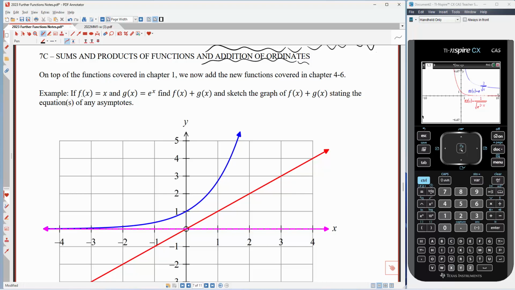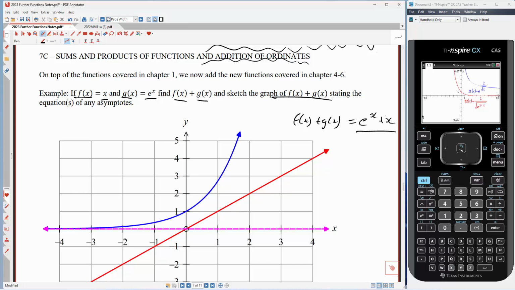So an example of this is if f of x equals x and g of x equals e to the x, find f of x plus g of x and sketch the graph. So we're going to say that f of x plus g of x equals e to the x plus x. Now this could feasibly be one graph that VCAA will ask you to sketch. And how do you know what it looks like?